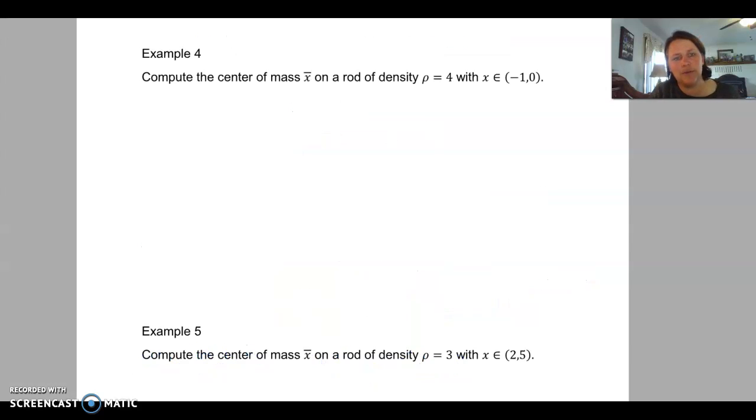Moving on to example 4, this is what your questions are going to look like. So compute the center of mass, x bar, on a rod of density rho equals 4, with x being between -1 and 0. So let's draw a little bit of a picture here of what we're doing. So we can graph this bar. We're going to just revolve it around this x-axis here and say we have a bar that runs along here.